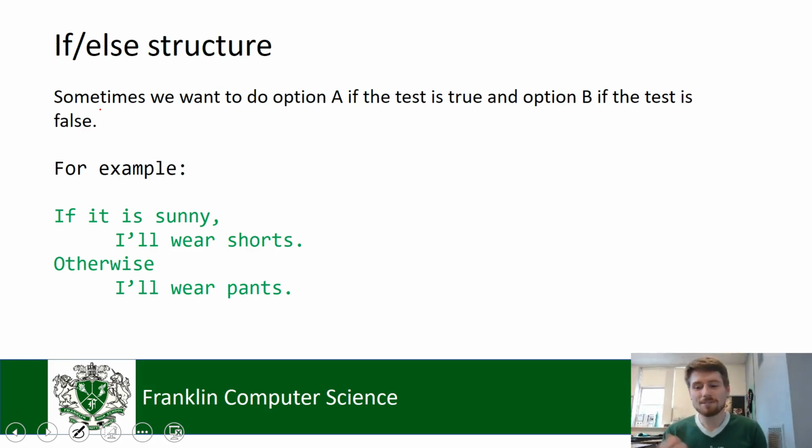So if I didn't have this if-else structure and I just had an if it's sunny, I'll wear shorts, and then I'll wear pants, I'd be wearing shorts and pants when it's sunny. But in this case, I'm not wearing both, I'm wearing one or the other. Okay? Only one of these is going to run.